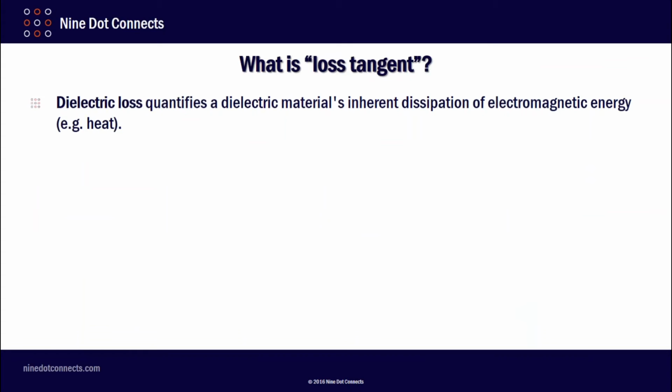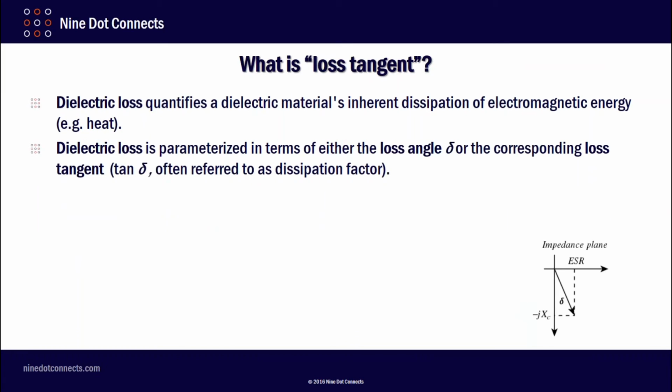Dielectric loss quantifies a dielectric material's inherent dissipation of electromagnetic energy. Dielectric loss is parameterized in terms of two different terms. One is called a loss angle, small lowercase delta, or a corresponding loss tangent. Now, in the literature, when you're looking at PCB materials and trying to select them, they use a term, dissipation factor. So dissipation factor is synonymous with the loss tangent.